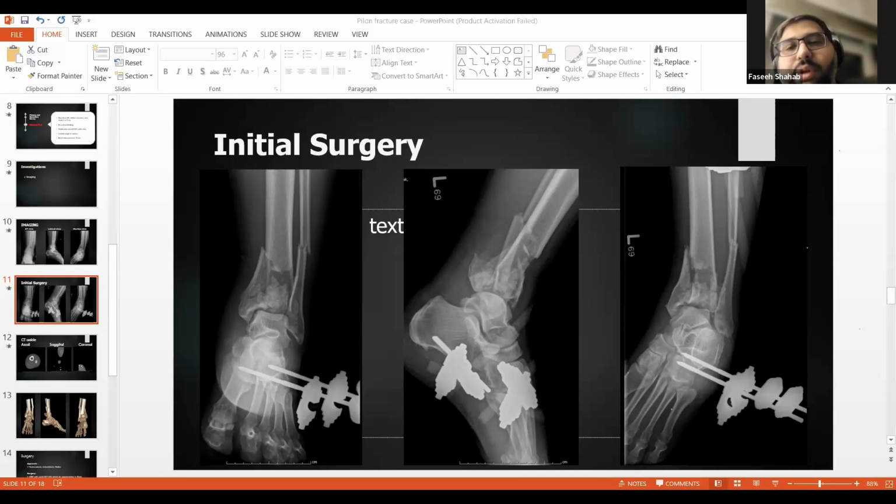My question is that there was a lot of impaction. How was that addressed? And considering there's so much metaphyseal comminution, would primary bone grafting have helped here or not?